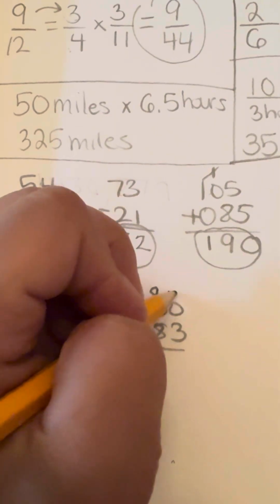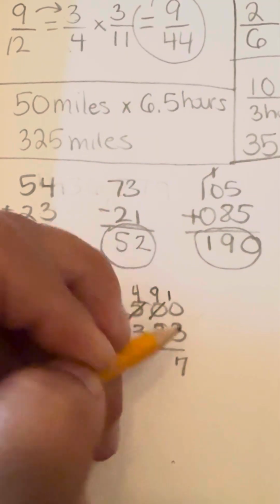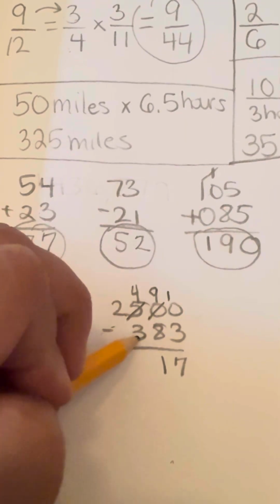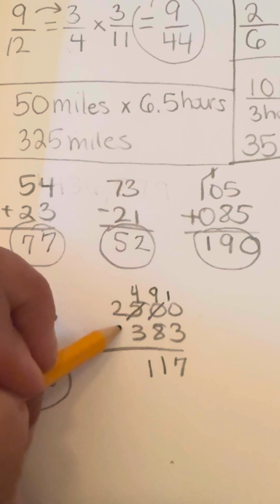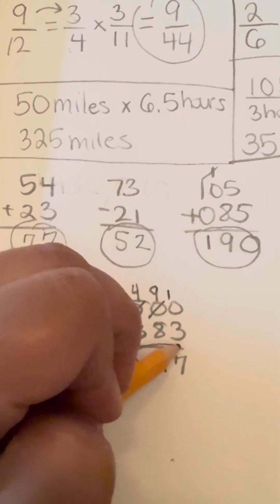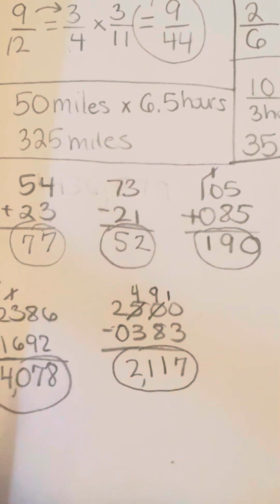Now we're going to go ahead. 10 minus 3 is going to be 7. 9 minus 8 is 1. 4 minus 3 is 1. And then we've got nothing there, so 2 minus 0 is 2. So the answer would be 2,117.